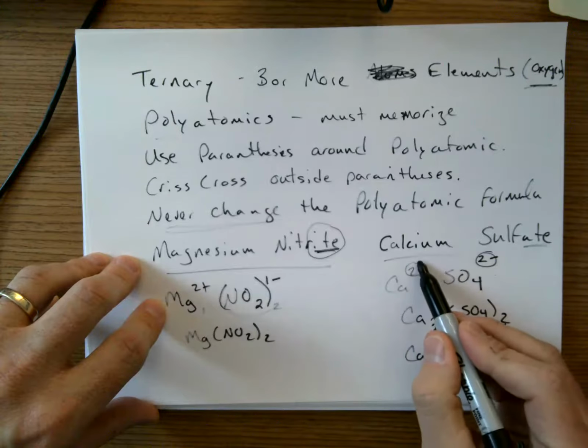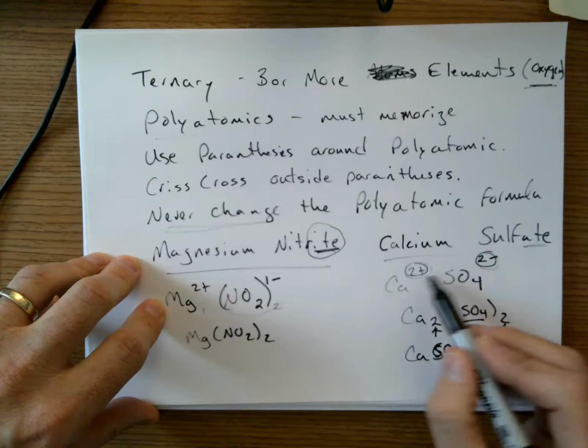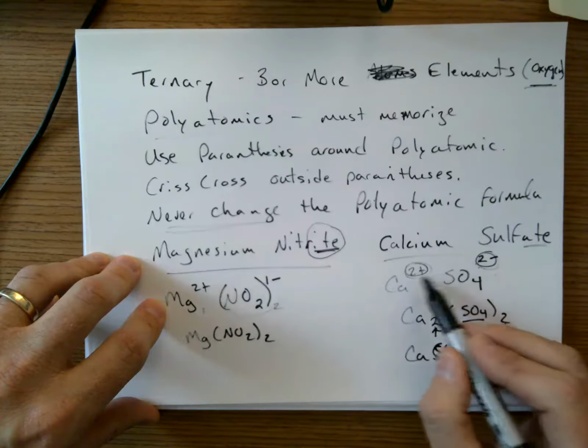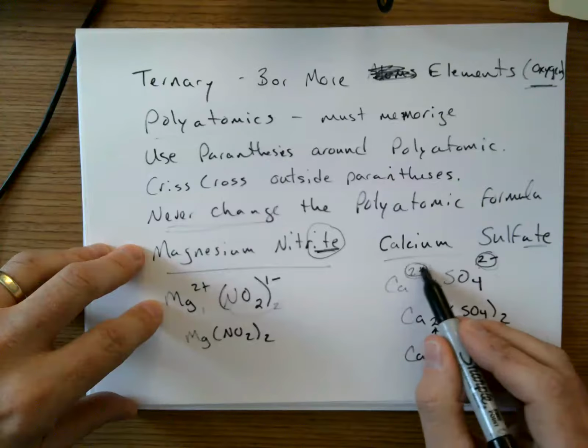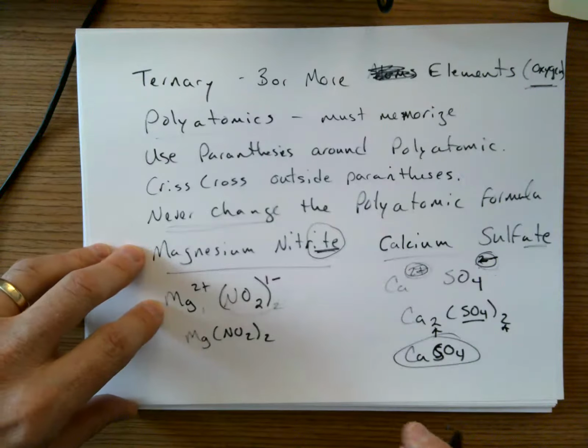But back to here, if I notice that I have a +2 and a -2, +3, -3, +1, -1, if they're the same value, just opposite charges, I can just cross them out and it'll come out to be the same formula.